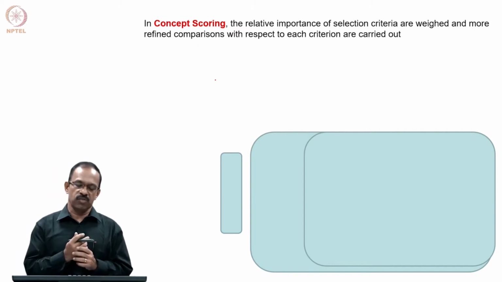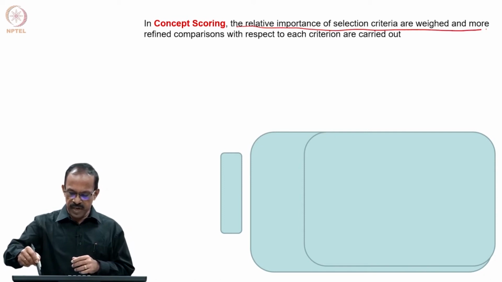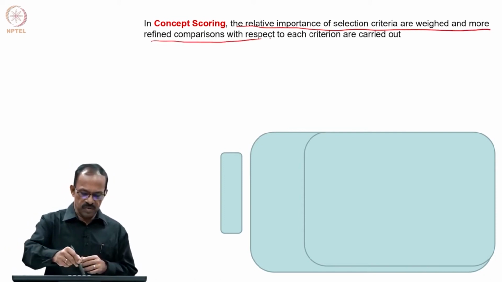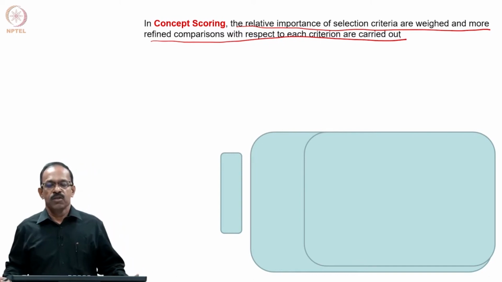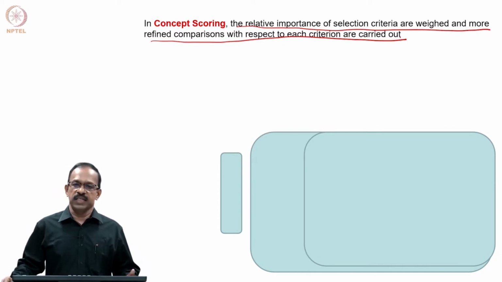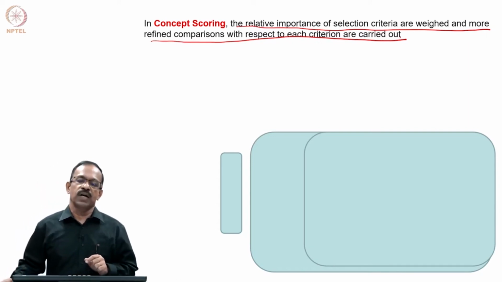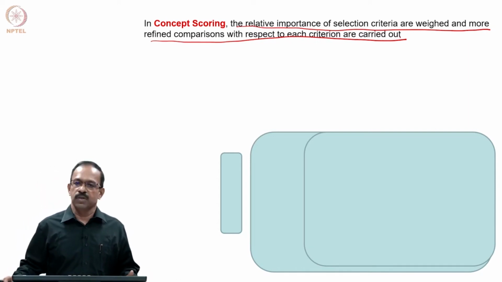So, we will look into the concept scoring here, where the relative importance of selection criteria are weighed and more refined comparison with respect to each criterion are carried out. In this stage, we will give a weightage for each criterion, and then we do a more objective scoring in order to get a better comparison of the concepts. So, that is the concept scoring method.